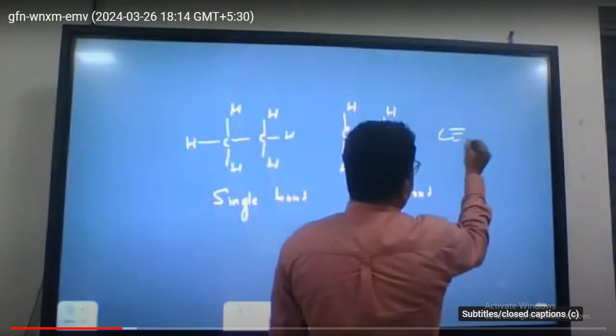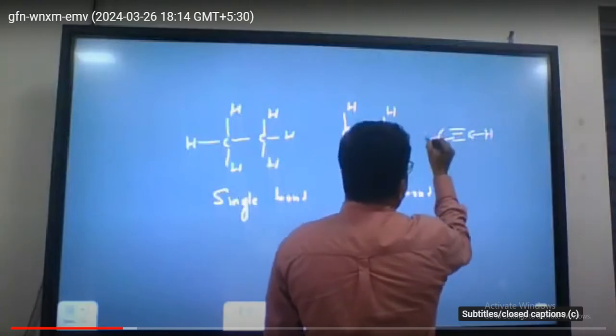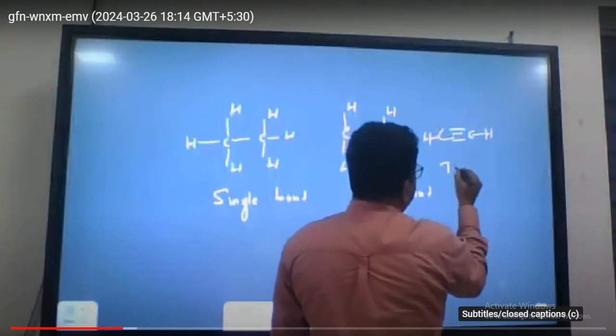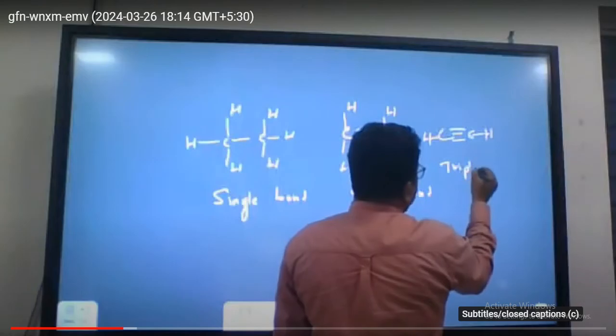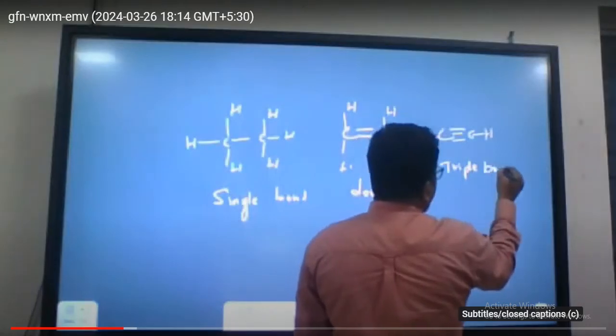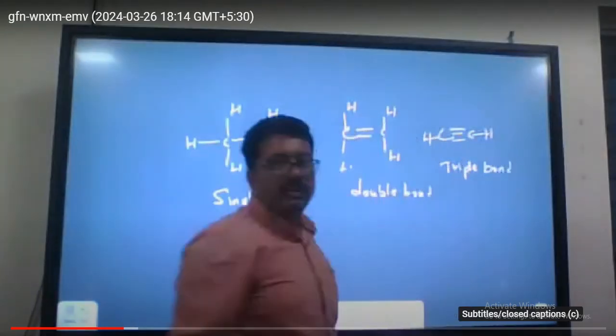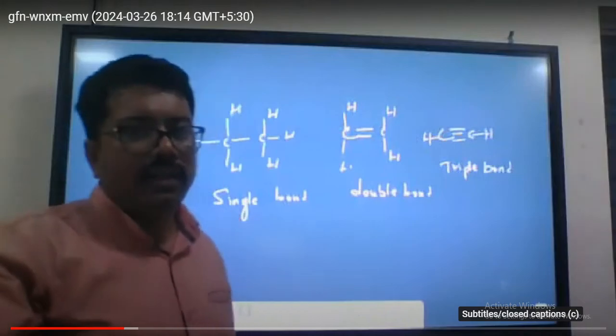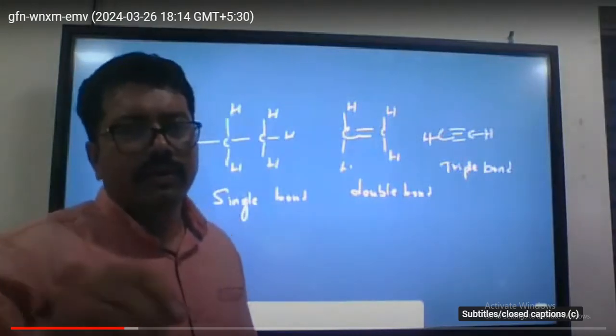Next, what is this compound? This contains a triple bond. This is also called acetylene. This contains what? A triple bond.